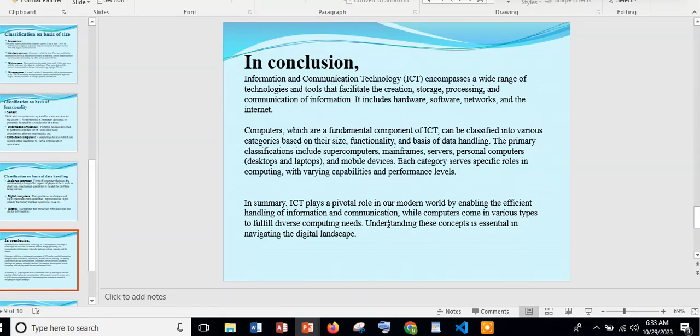As we've categorized the computers, different computers perform different functionalities, whether classified according to size, functionality, or data handling. Then we can say ICT plays a pivotal role in our modern world by enabling the efficient handling of information and communication, while computers come in various types to fulfill diverse computing needs. Understanding these concepts is essential in navigating the digital landscape.